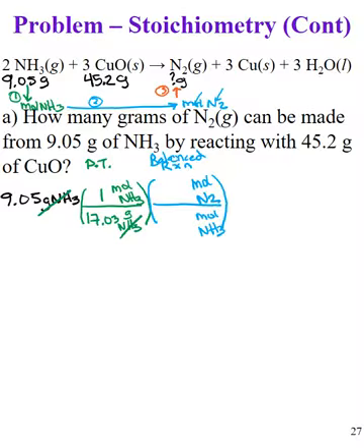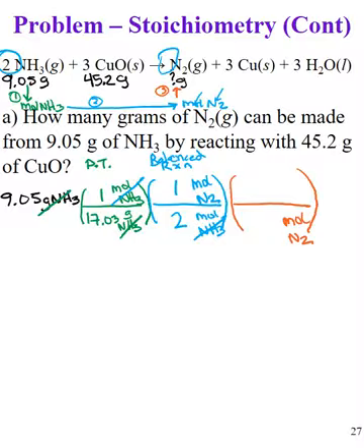Now how many moles of N2 are there? We only have 1. How many moles of NH3 are there? 2. Okay, now what unit cancels off? Moles of NH3. And then we need to do the third unit conversion. What unit goes on bottom? Moles of N2.